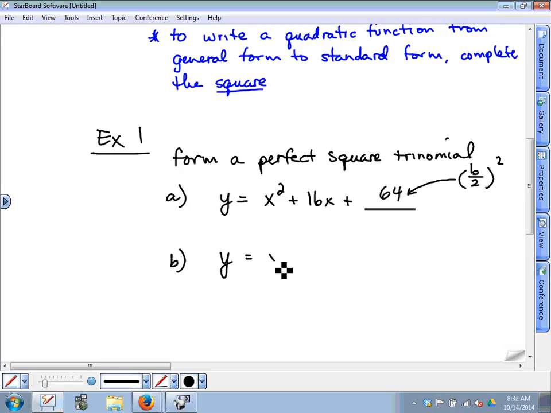One more real quick, just to make sure we got the hang of this. X squared minus 2x plus blank. Form a perfect square trinomial. You can either use the formula, half of b squared, or we can do what Josiah did. Josiah thought of a number added to itself that equals negative 2. And then you just multiply those two numbers.